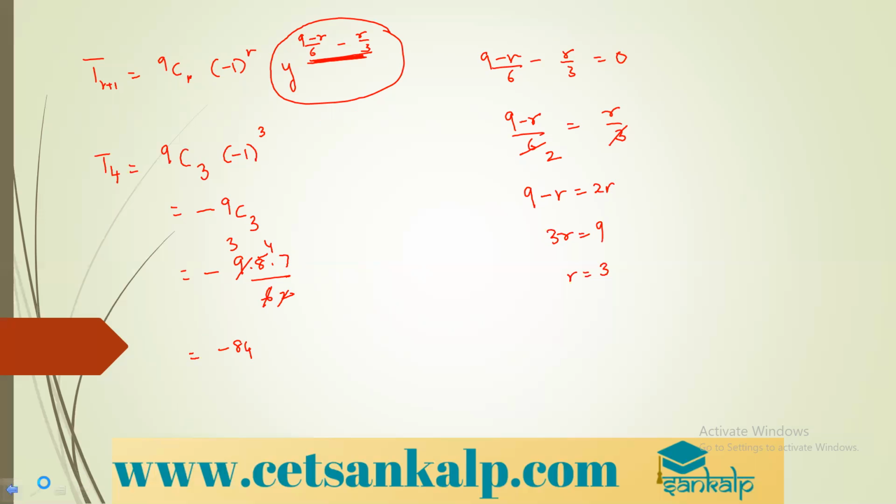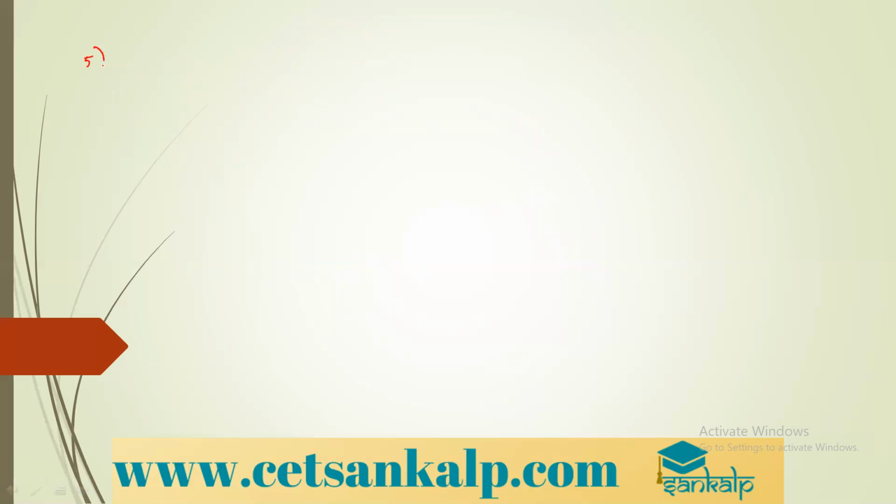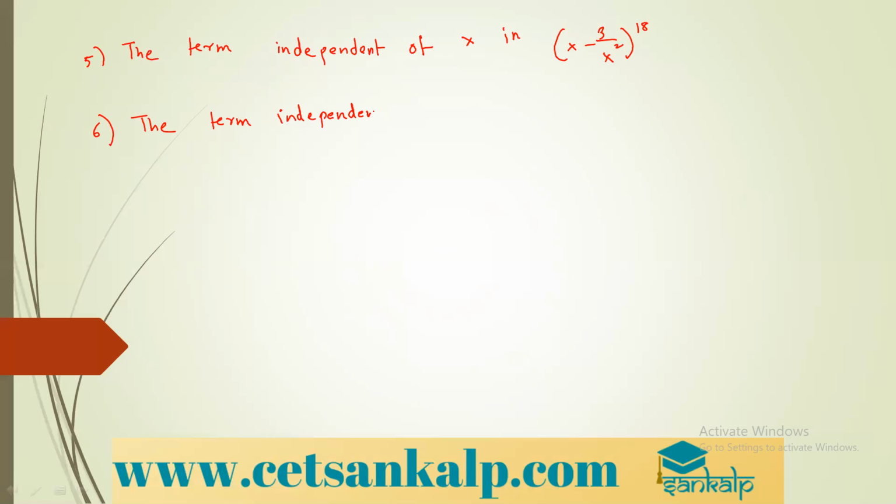Similarly, I will give you some more questions you can take as homework. The fifth question you can take as homework. The term independent of x in x minus 3 by x square whole power 18. Sixth question also you can take as homework. The term independent of x in 2x minus 1 by 2x square whole power 12 is.